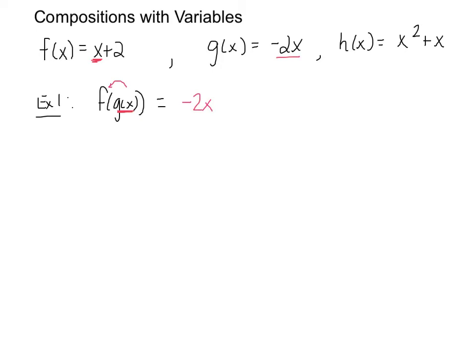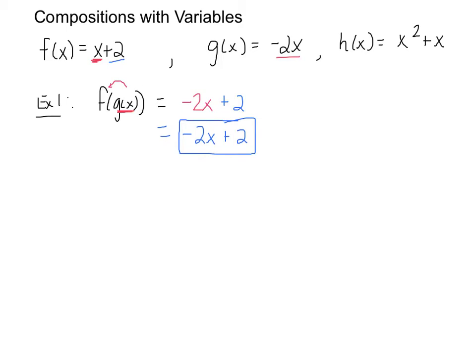And then you'll continue on with the f function by adding 2. Now, if there's any simplifying that you would need to do, you would go ahead and do that, but these cannot get combined because they're not like terms, so you just keep them separate. So the answer would just be negative 2x plus 2.